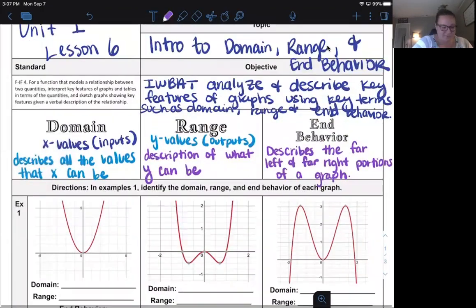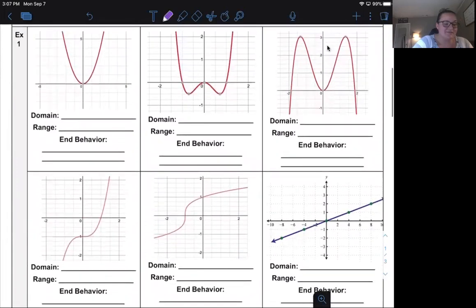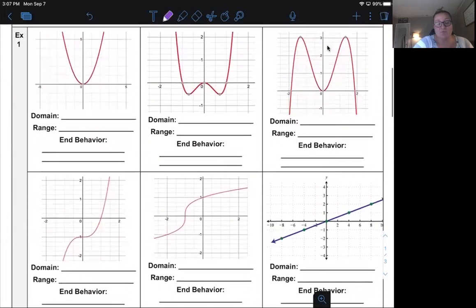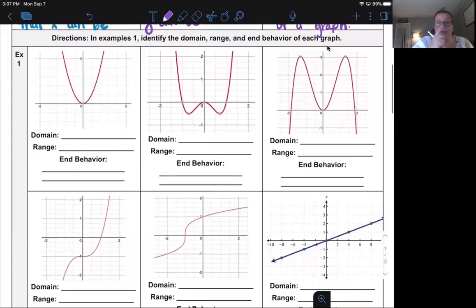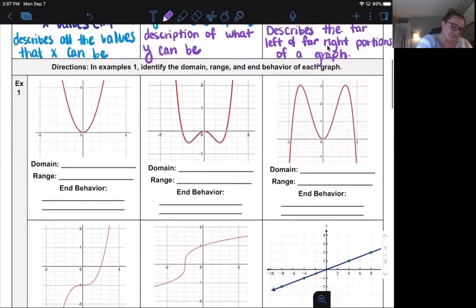So for example 1, as you can see, we have 6 different graphs here. And for all 6 of these graphs, we are going to identify the domain, the range, and the end behavior of the graph. For those of you who are doing this on notebook paper, you do need to sketch each of these graphs into your notes. Your sketches don't have to be perfect. You don't need the exact points, like every single point. Just make sure you get the key points correct in your notes and make a decent sketch.